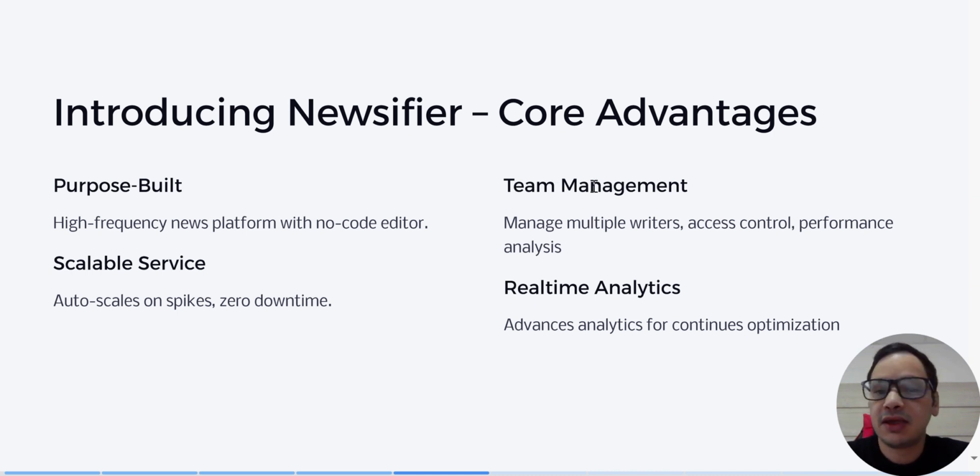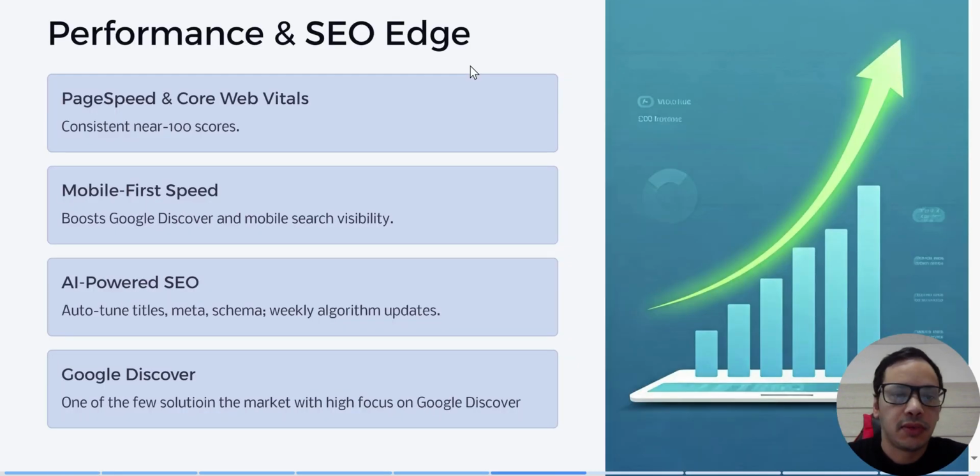The third part is team management. Newsifier allows you to have multiple writers and access control, and do performance analysis of the writers that are part of your website. And finally, there is real-time analytics. There is advanced analytics, so you can continuously optimize your website and understand what the core strengths are and which top news is being watched.